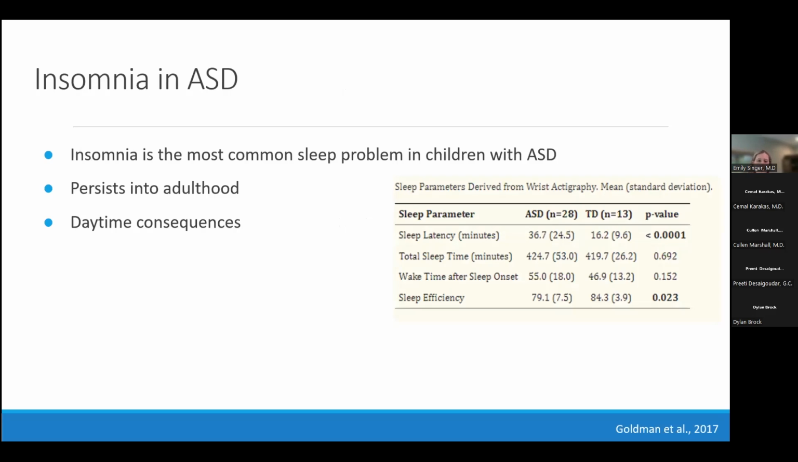So this was a study done at Vanderbilt in 2017. It looked at about 30 patients that were adolescent or adult age, and they found that compared to typically developing age and sex matched peers, they had a longer sleep latency, taking almost 40 minutes to fall asleep, and that their sleep efficiency was worse, 79% versus 85%. And then these issues with sleep really have a lot of daytime consequences for children with autism that might already have some behavioral issues.